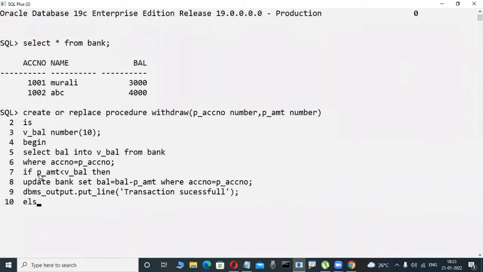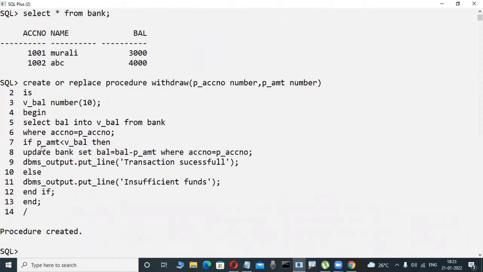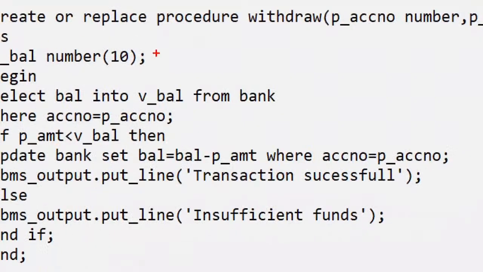Else, simple coding, some coding is there. Now check it out here: insufficient funds. Else, insufficient funds. Some coding is there. This is not difficult coding, take it easy. Now check it out. Someone is writing a procedure, for example. Observe it here, I'm writing some coding. This is very easy coding.